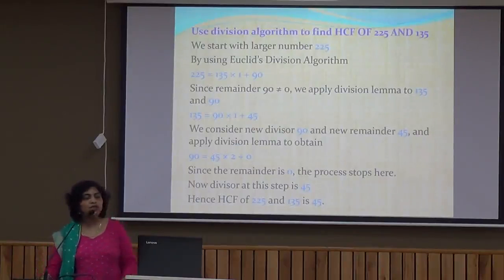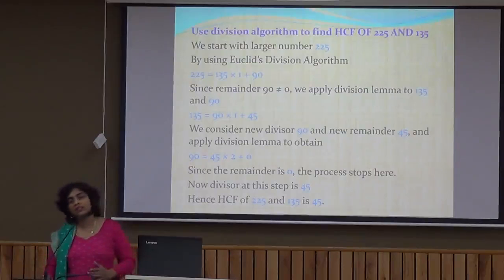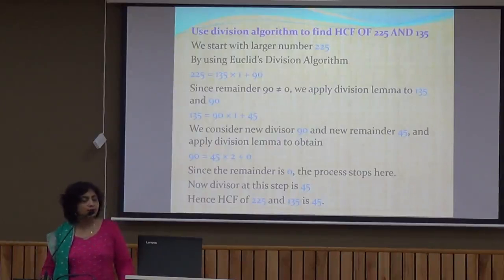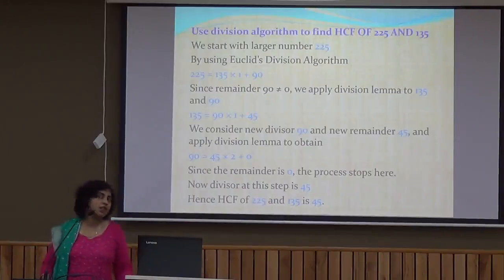So now we apply the lemma again, on 135 and 90. So we divide 135 by 90 to get 135 as 90 into 1 plus 45. So our divisor is 90 and 135 is the dividend. Now again 45 is the remainder. So remainder is again not 0. We will have to apply the lemma one more time.